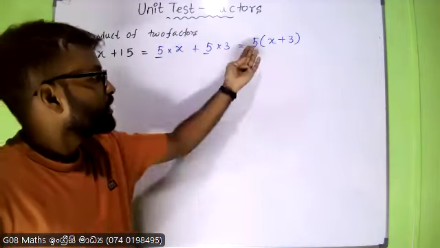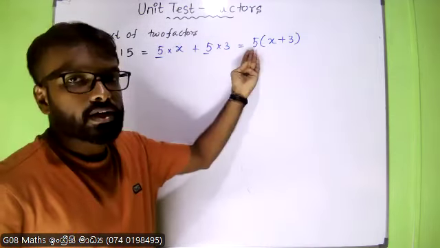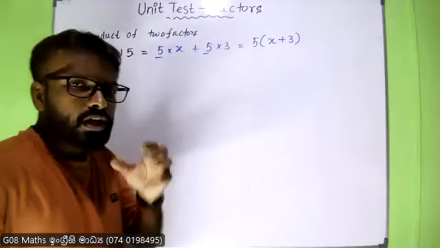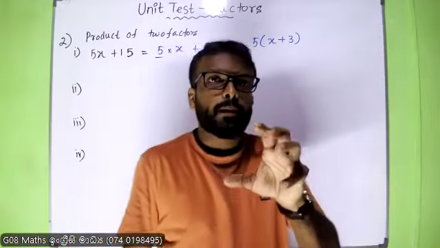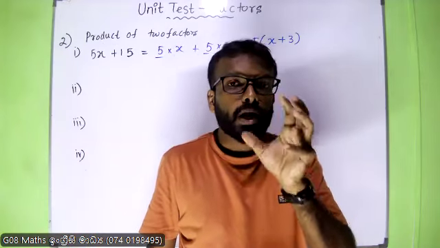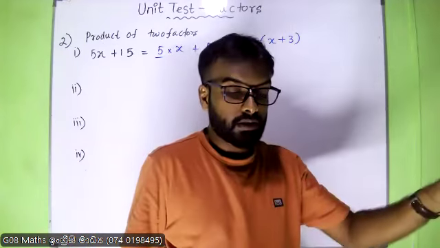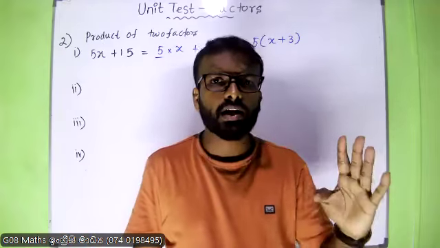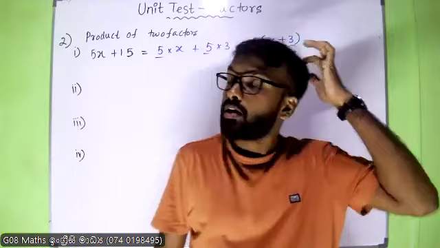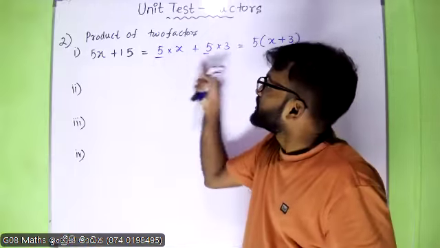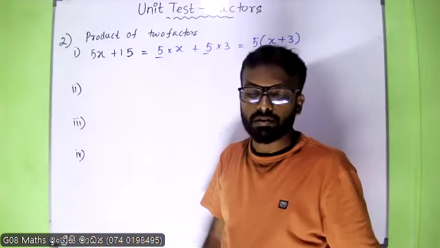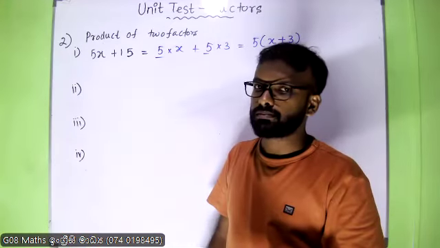Did you see? A product of two factors, 5 times (x plus 3). So this should be your answer. Guys, if you know the multiplication table very well, if you are a genius, you can directly skip this step. If you want, you can remove it.